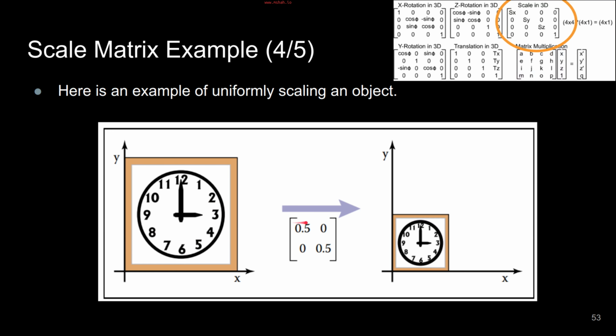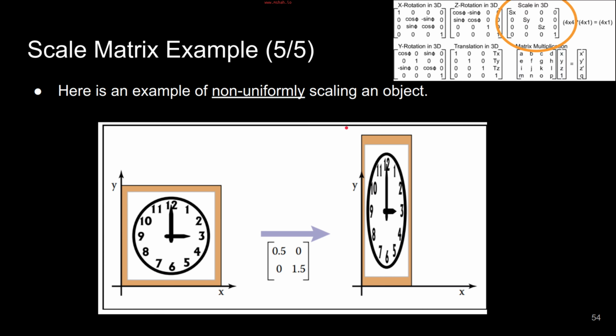But if we're scaling 0.5 in the x dimension and 0.5 in the y dimension, that's effectively taking all of our points here and crunching them down a half, taking our point that was here, crunching it down a half. Okay, so that's one way to think about that. Taking all of our points and halving them to get the scale here.